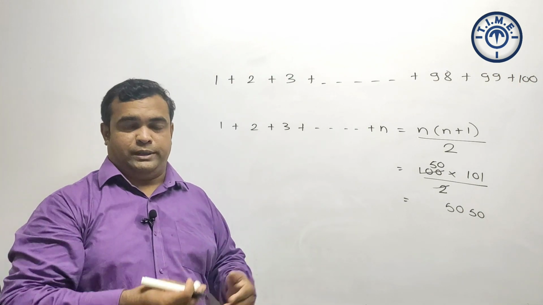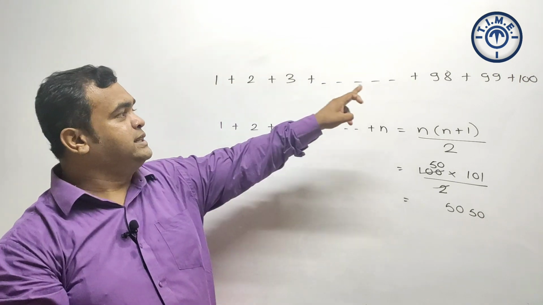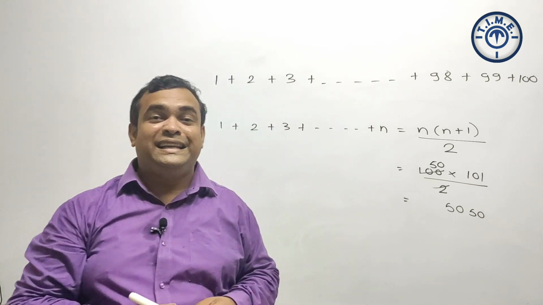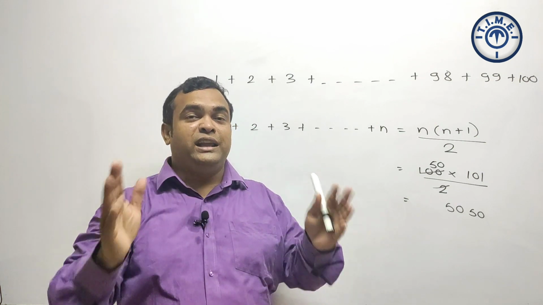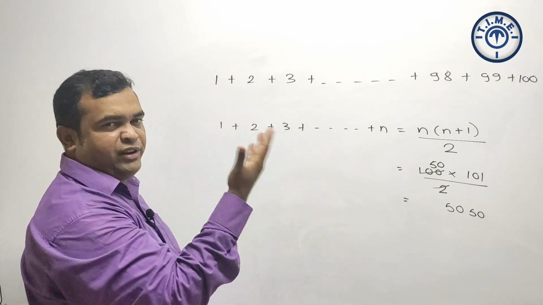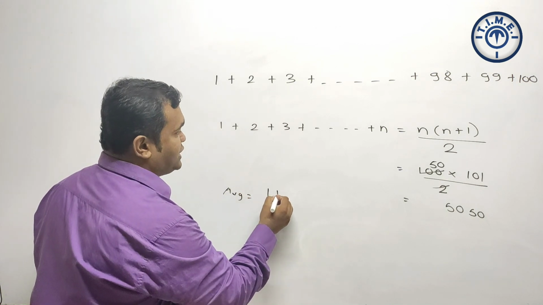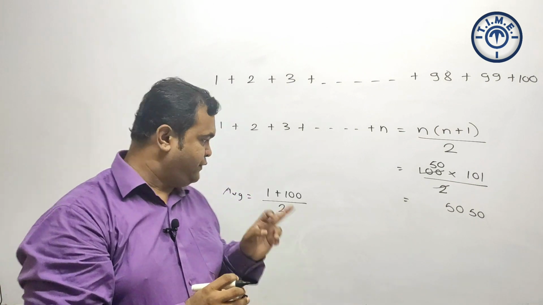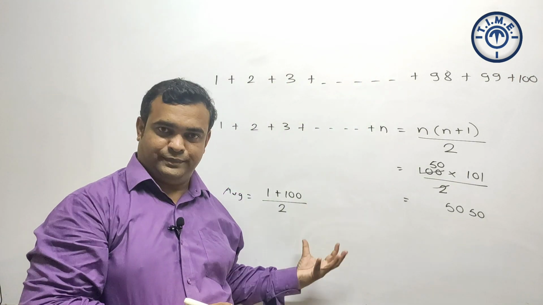Okay. One more concept. You can see that the difference is constant, right? The difference between the consecutive terms is 1. When the difference between the consecutive terms is constant, we say that these numbers are in arithmetic progression. Okay, and if the numbers are in AP, I can get the average by two methods. One, your average can be first plus last upon 2. The average can be first number plus last number upon 2. That's the average of all the numbers.